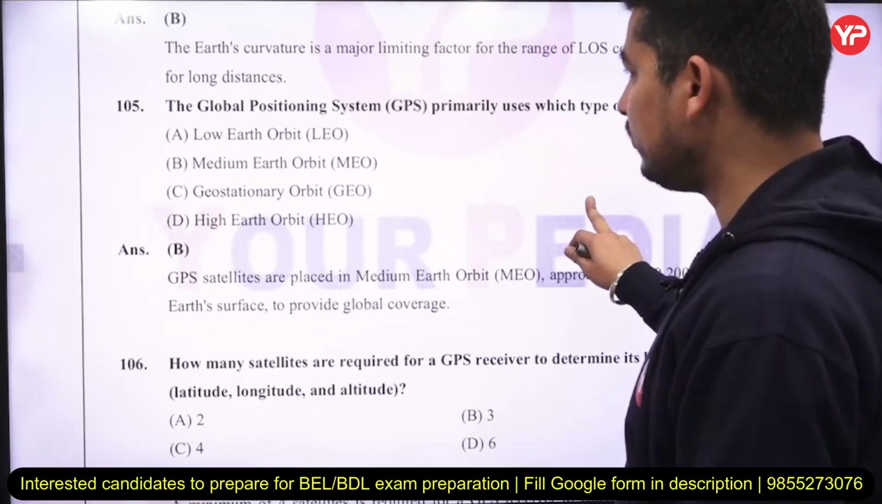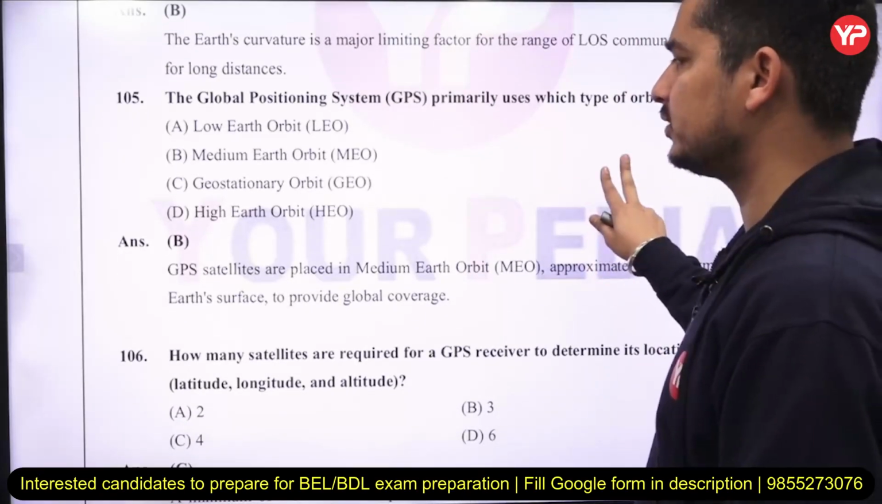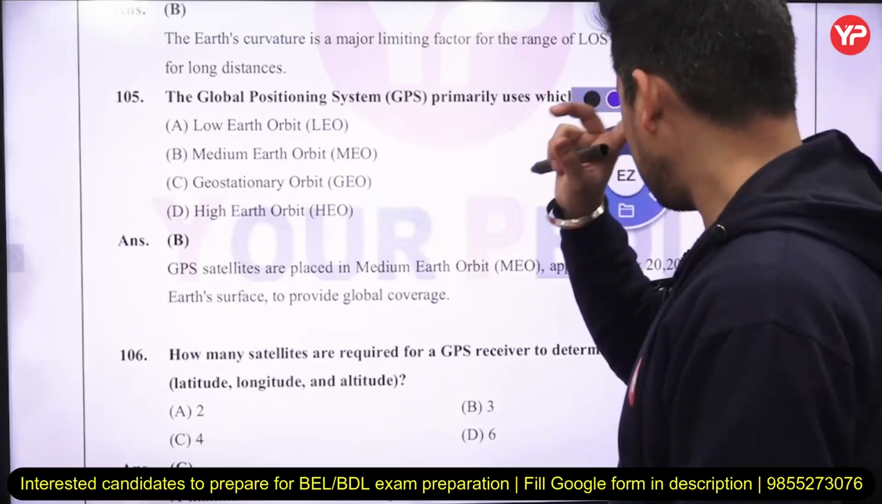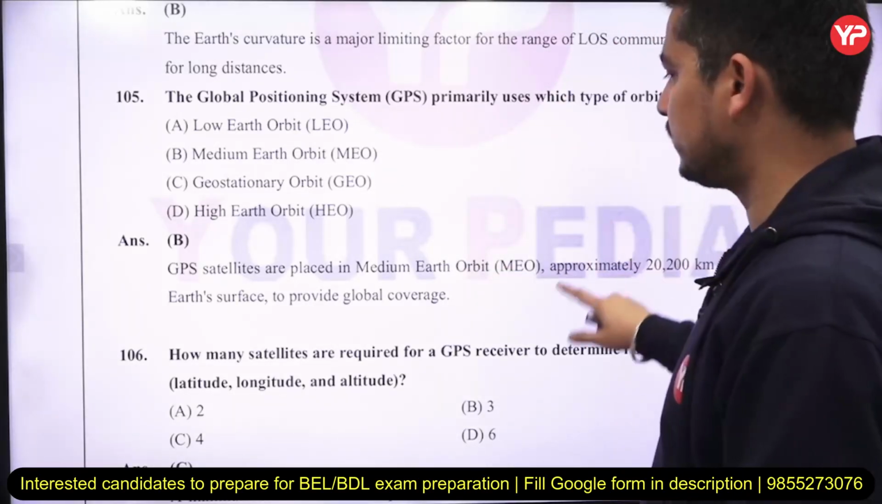Okay, GPS primary use, which type of orbit? For the GPS satellite, the global positioning system, we are using mid-range satellites, right? MEO satellites we are using.